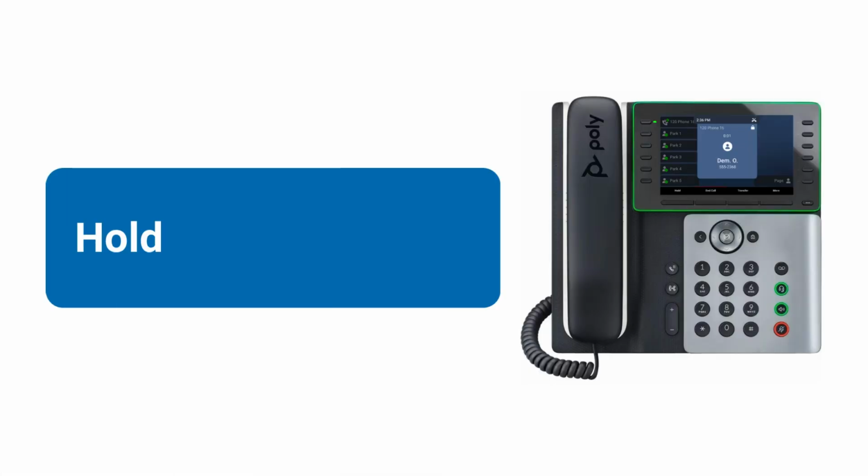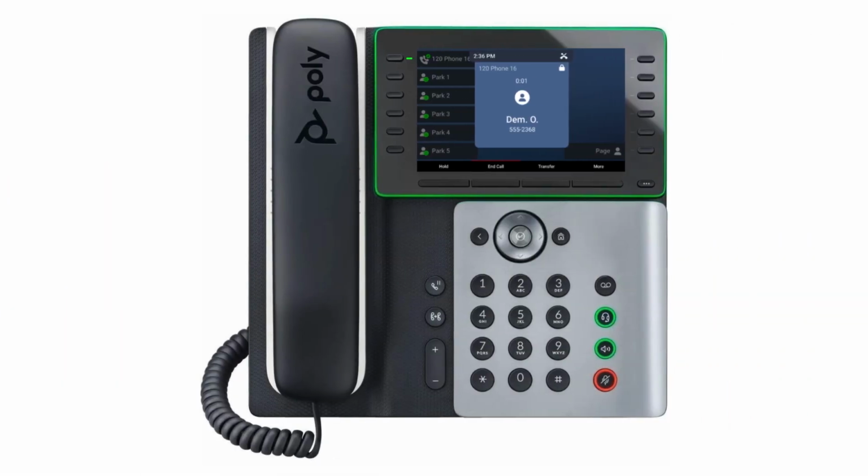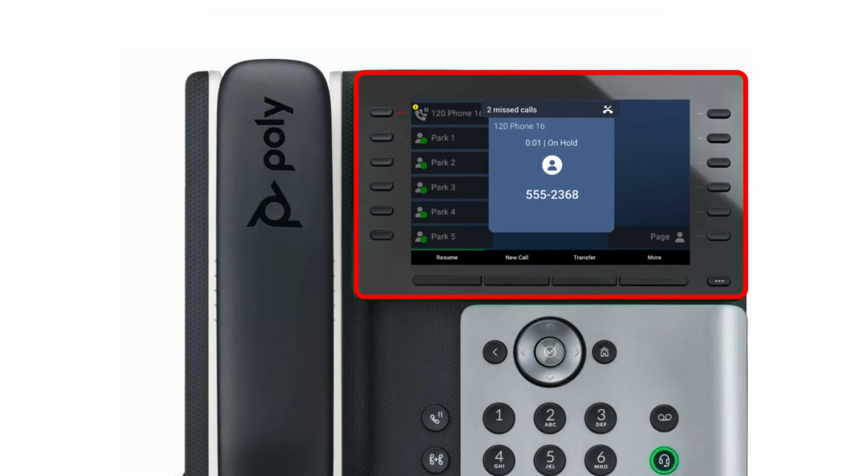Hold. While on a call, you can place a caller on hold by pressing the physical hold key or pressing the hold soft key. The caller is immediately placed on hold, showing the word hold on the display screen, as well as the caller ID and call duration. To pick the call back up, press the resume soft key or press the blinking extension key.